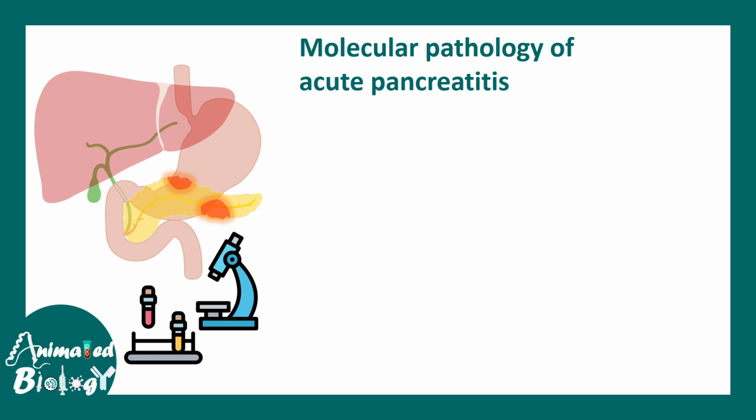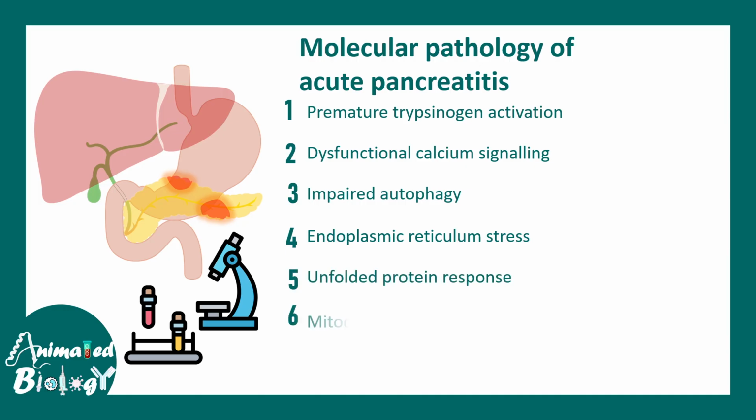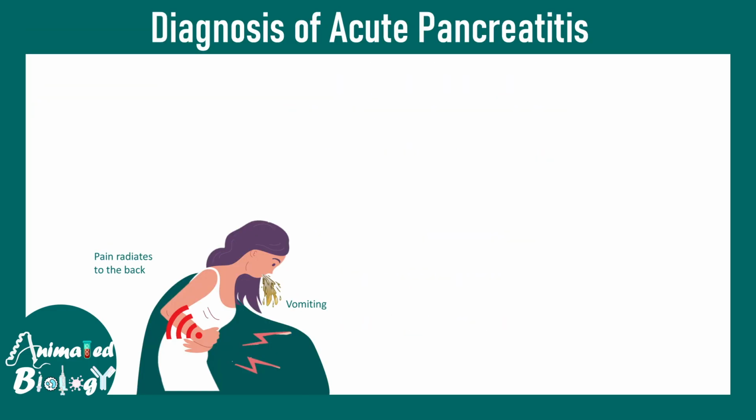So overall, the molecular pathology of acute pancreatitis involves premature trypsinogen activation, dysfunctional calcium signaling, impaired autophagy, endoplasmic reticulum stress, unfolded protein response, and overall mitochondrial dysfunction and ATP depletion. So all of these are based on latest research.